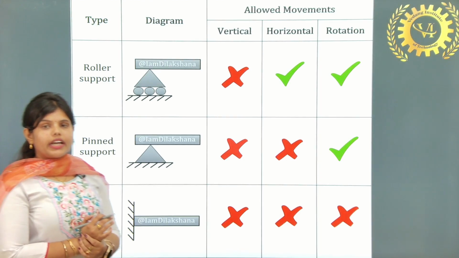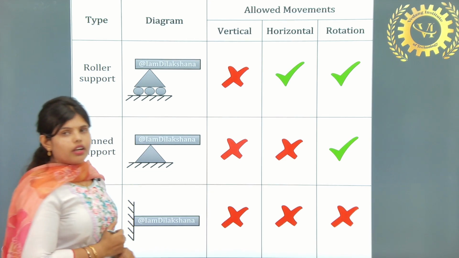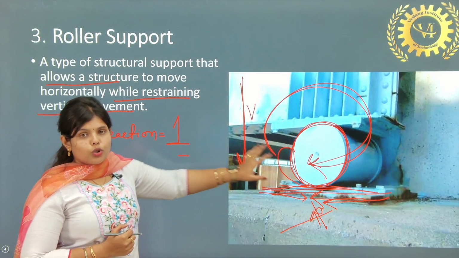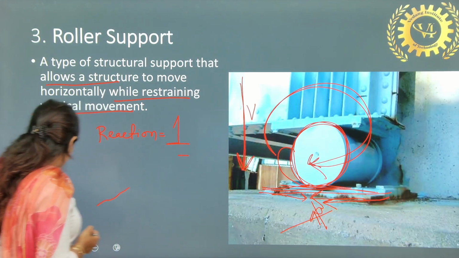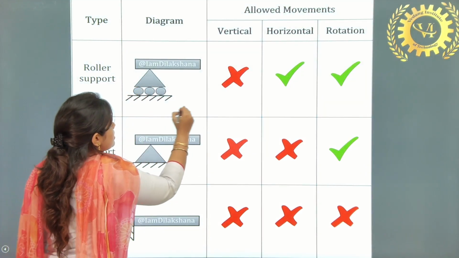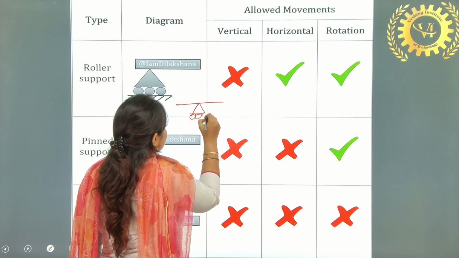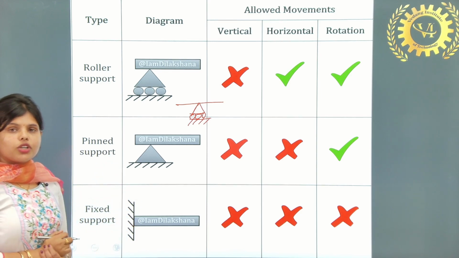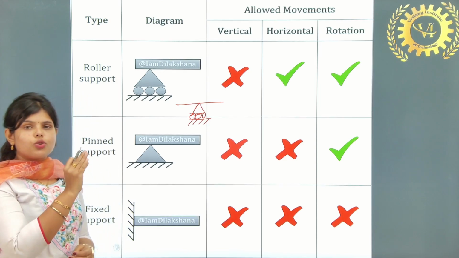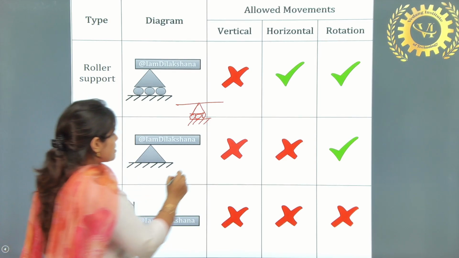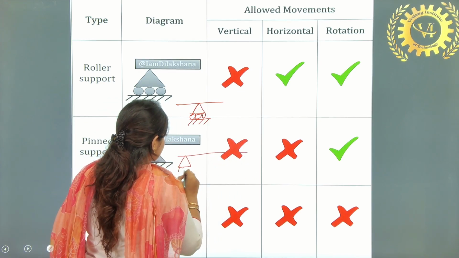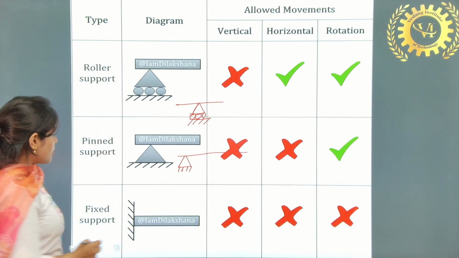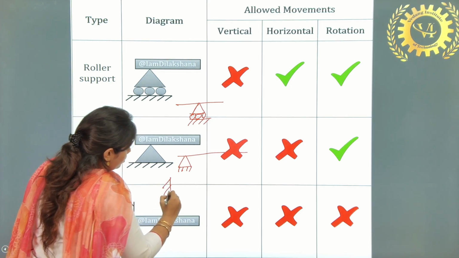Here is the diagram. When we go for numericals, we can draw these types of structures. To show how the roller support looks, we simply draw it like this. We need to remember these structures. In the case of pin support, we can draw the hinge diagram, so we simply draw like this. This is an example of pin support. And fixed support we can draw like this.